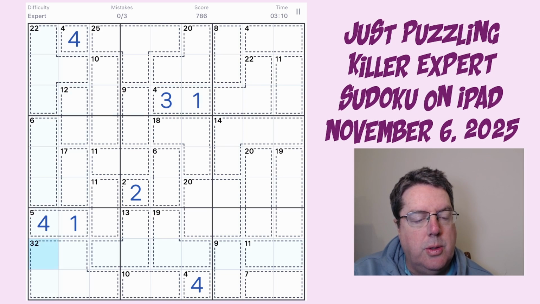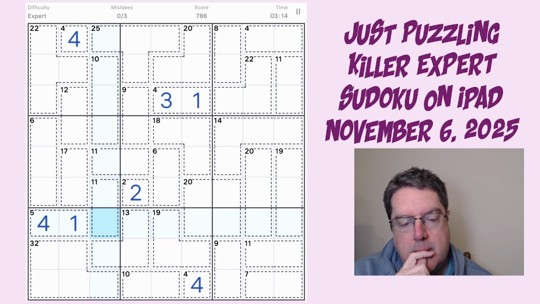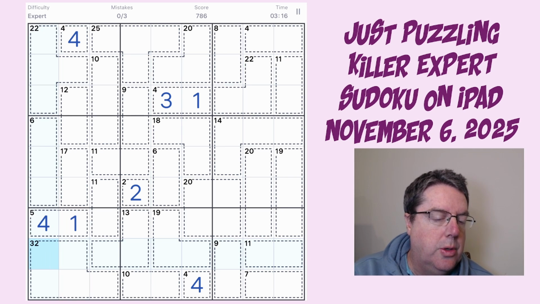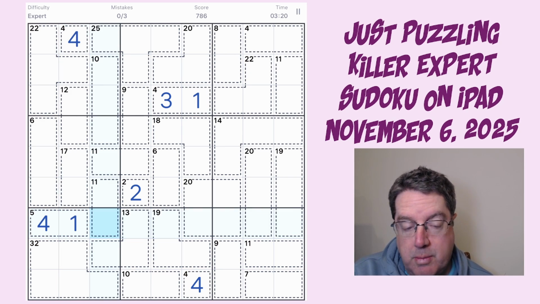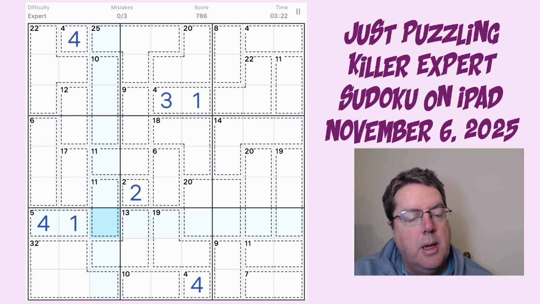So 32, 37. So this here is going to add up to 8. What I'm saying is 32 plus 5 is 37, taken away from 45, remember the 1 through 9 addition, that equals 8 there.